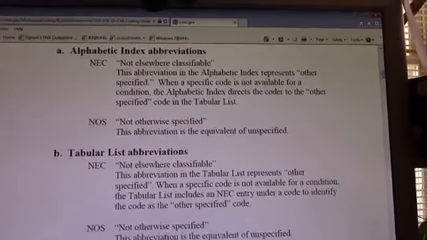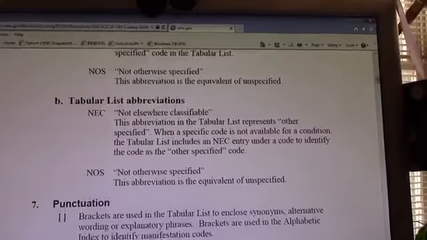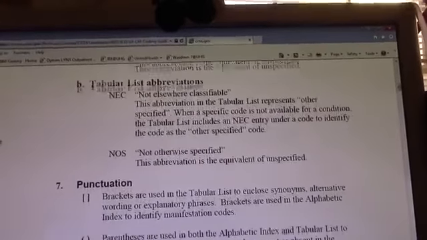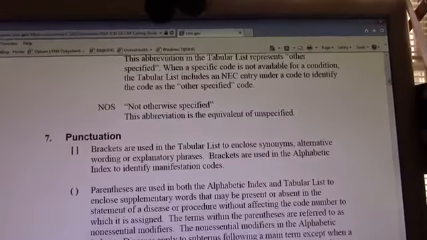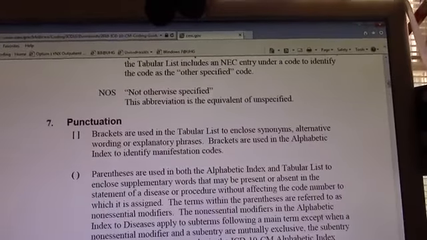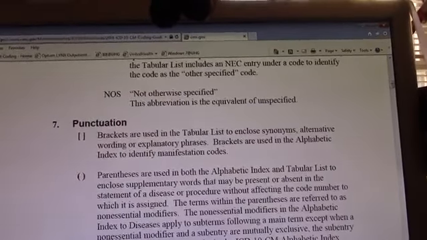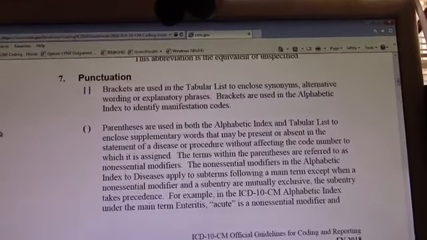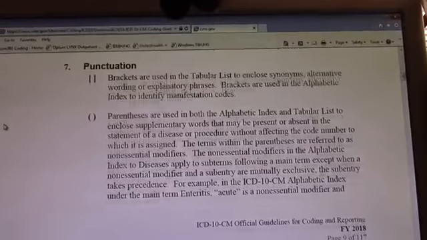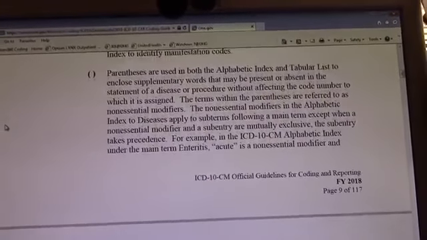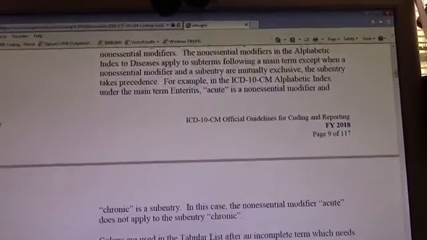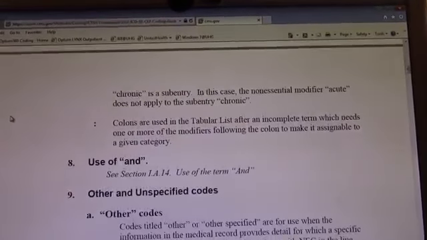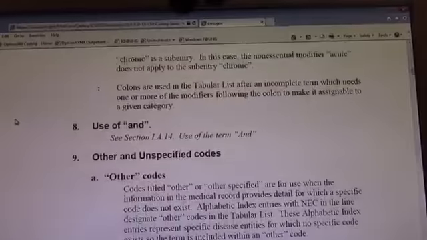You have a tabular list of abbreviations. There's the NEC and NOS. That means it's in the alphabetic and the tabular. And then we go into punctuations. It's got the brackets. Synonyms are in the brackets. Remember, synonyms are alternative wordings that can be used. Parentheses are used in your alphabetic to include supplementary terms. So again, these guidelines describe these as well as my previous videos, which I'm going to refer you to in just a minute. Moving right along, you have the use of the word and.